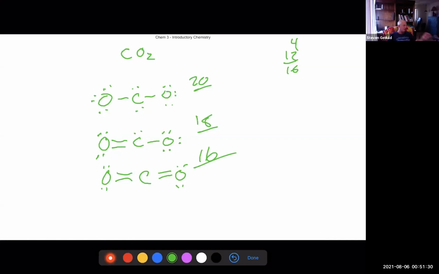That's just a basic introduction to Lewis structures. You get a much deeper review if you take the class. This shows how to count valence electrons and how to do that with it.